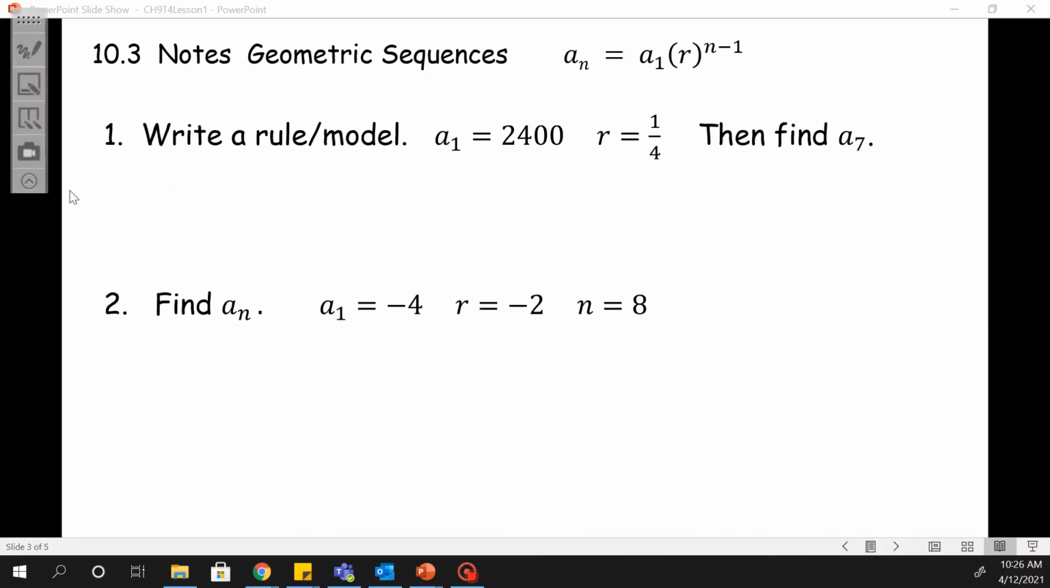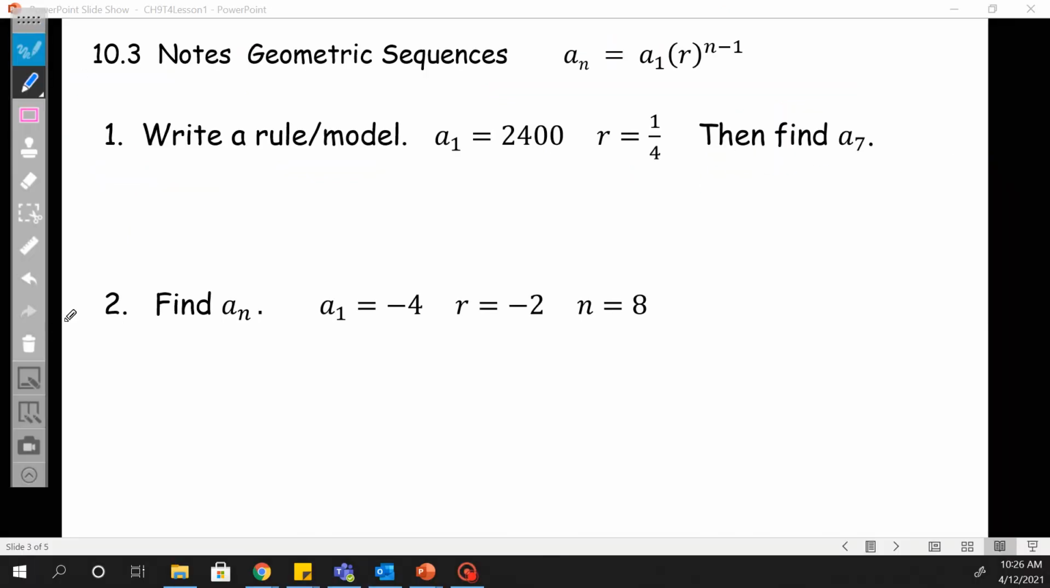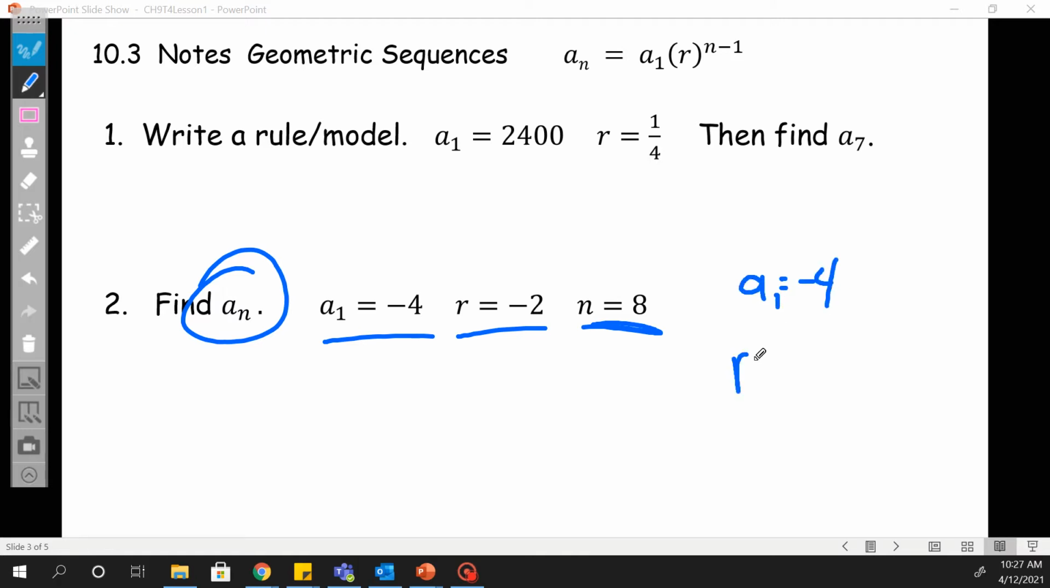All right, let's take a look at problem number 2. It says find an. an is some term. We don't know what term it is until we know what n is. But we do know what n is. It's 8. So we're looking for the 8th term. First term is -4. The common ratio is -2. So n is equal to 8.